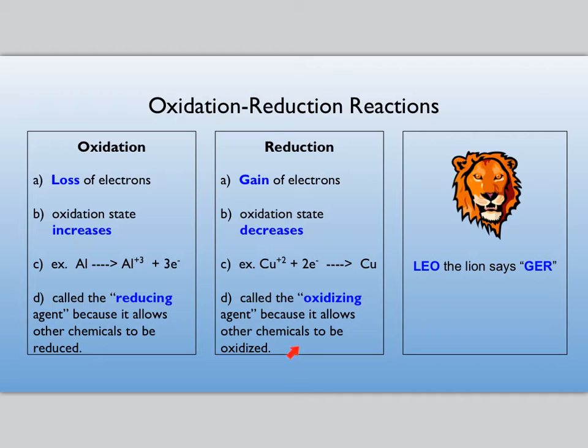Here's a common memory aid that's helpful when you're learning about oxidation-reduction reactions. It's Leo the lion says grr. Leo stands for loss of electrons is oxidation, and the grr is gain of electrons is reduction.